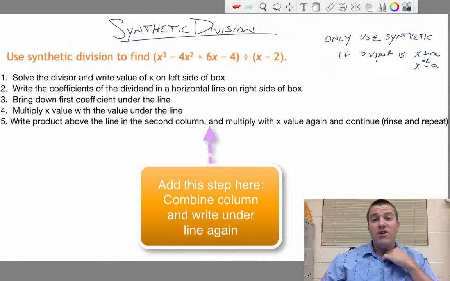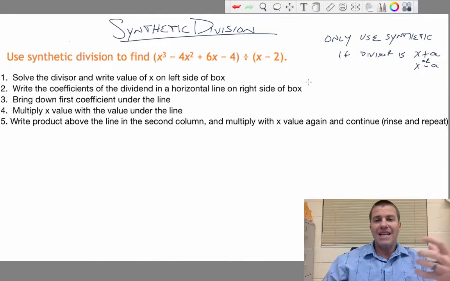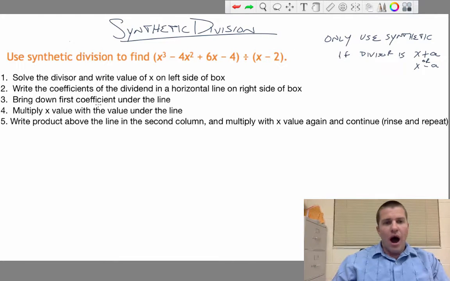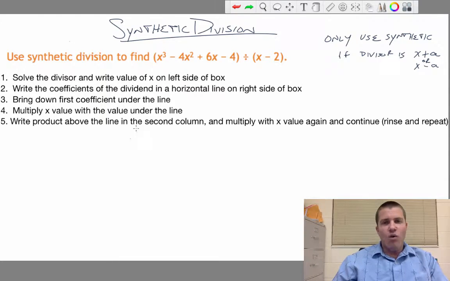So you can only use synthetic division if the divisor, what you're dividing by, is in the form of x plus a or x minus a. And what's important is that the coefficient has to be a 1. So it has to be a linear, just x to the first, and the coefficient of the x has to be a 1 in order to use synthetic division. So I'm going to go through the steps as I work it out.